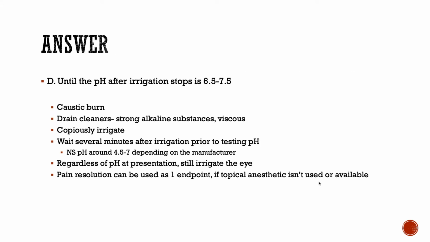So again, irrigating, waiting several minutes afterwards, and make sure the pH is less than 7.5. And then regardless of what the pH is at presentation, if they're having eye pain, or if there's caustic burn to the soft tissue skin around it, you're still going to irrigate, because suspicion for that cause of injury is still high on the list. And if you don't use topical anesthetics, you can use pain resolution as a marker, but if you use them, then you can't use that as a marker to stop treatment.